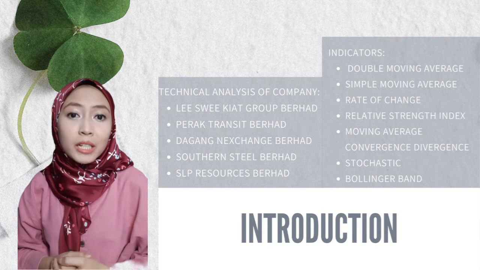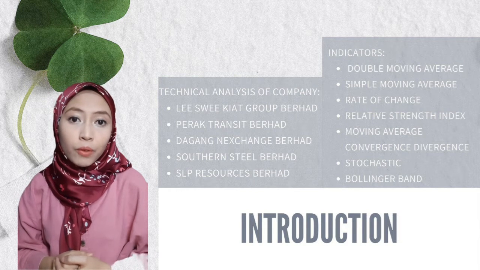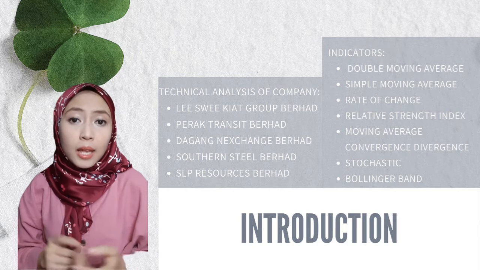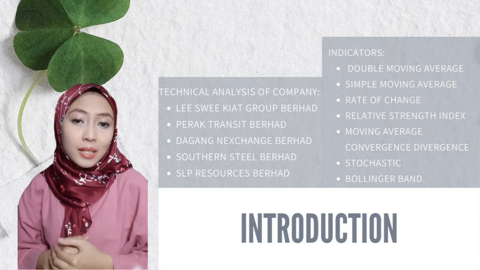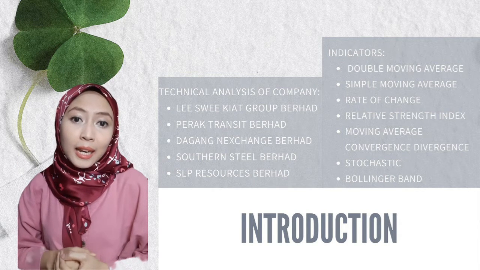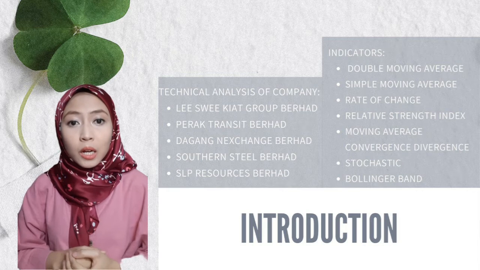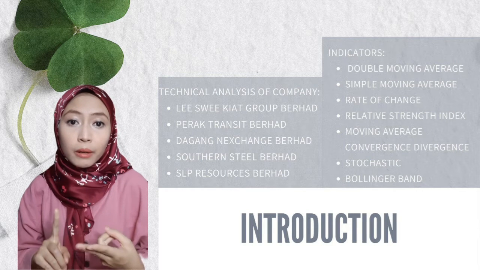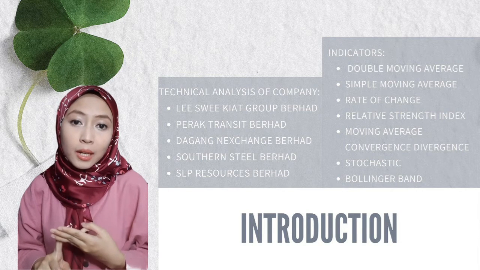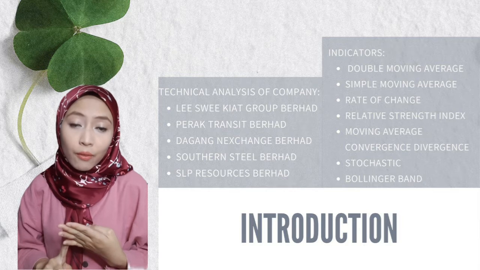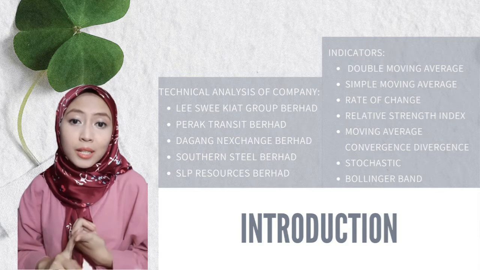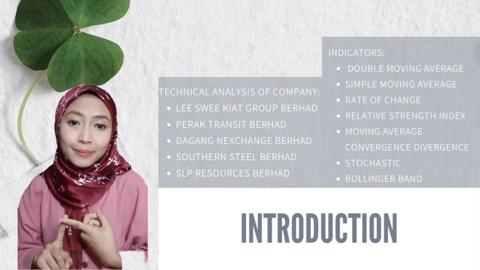In this video, we will explain about the technical analysis of a few companies with different sectors. The companies that we choose are listed as follows. The indicators that we will use for the analysis are double and simple moving average, rate of change, relative strength index, moving average convergence divergence or MACD, stochastic, and Bollinger Band.